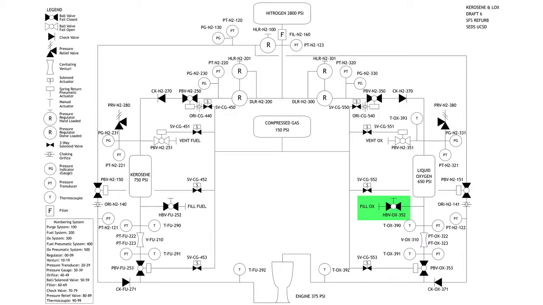Oxidizers are usually green. We'll color it green. Oh god, you can barely see that. Okay, I'm not going to color it on that. I'm going to color it on this diagram.